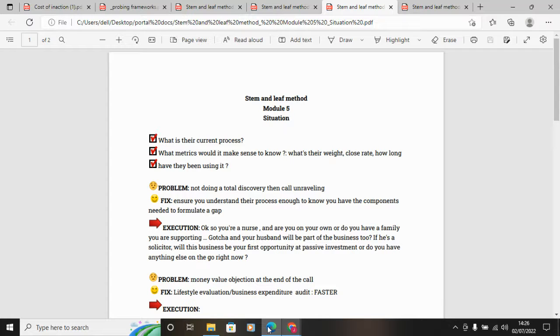Module 5, stem and leaf method for advanced selling. Just a quick recap. The stem is the phases going vertical or horizontal. Most stems go horizontal, so imagine, no, they don't, they go vertical. So just imagine that one. And then the leaves obviously go off to the left and to the right.